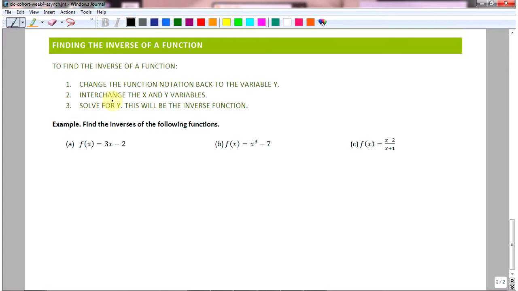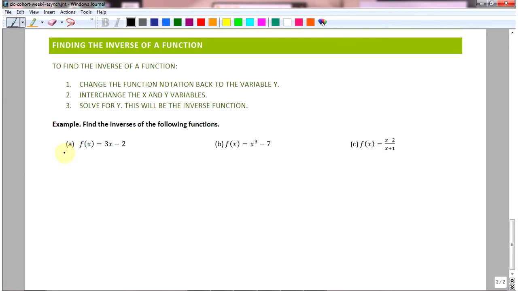And there are 3 steps that you're going to follow. First, change the function notation back to the variable y. Secondly, interchange the x and y variables. Last, solve for y. This will be the inverse function.